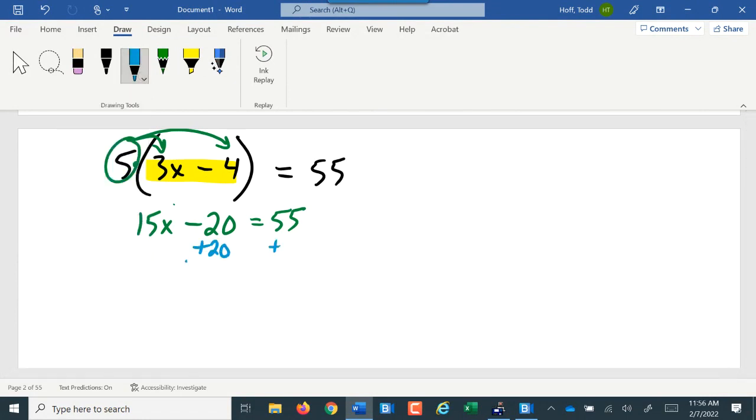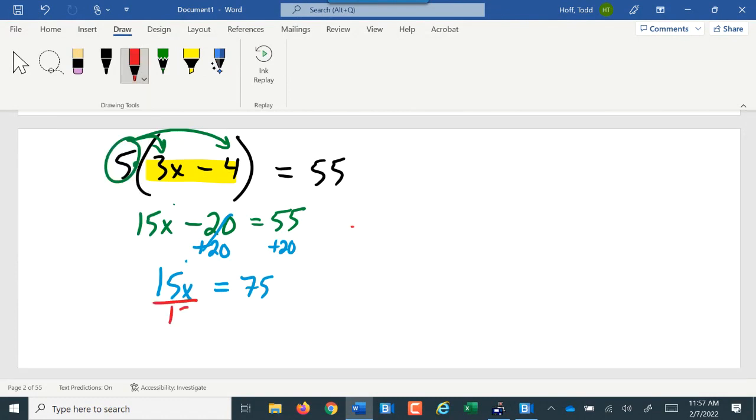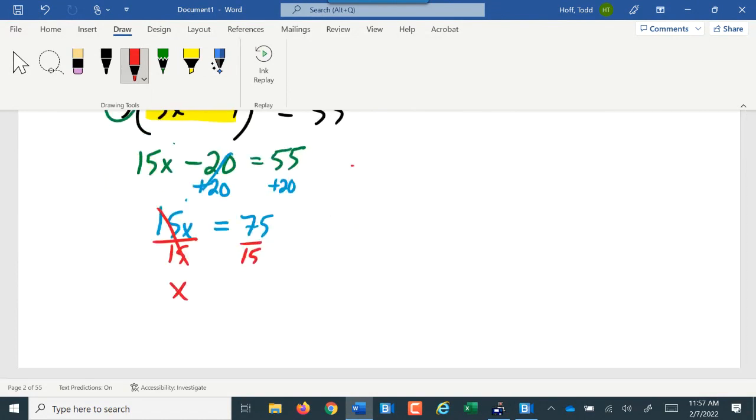Add the 20. So on the left side, we have 15x. The negative 20 is gone. On the right side, 55 plus 20 is 75. Next, divide by the 15. Get rid of the 15, leaving us with just 1x or just x. 75 divided by 15 is 5. x equals 5. Any questions there?